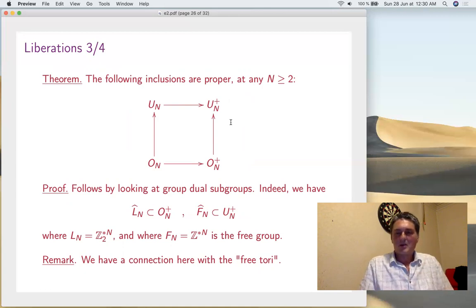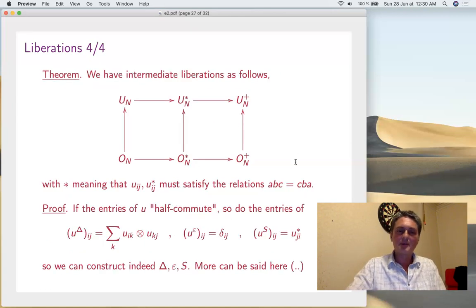So now, why not put something weaker than AB is BA? Let's try this: ABC is CBA, the so-called half commutation relations. And the result is that you get indeed your half liberations here. The proof is as before: for constructing delta epsilon s, you need to check that these three matrices satisfy the new relations that you added.